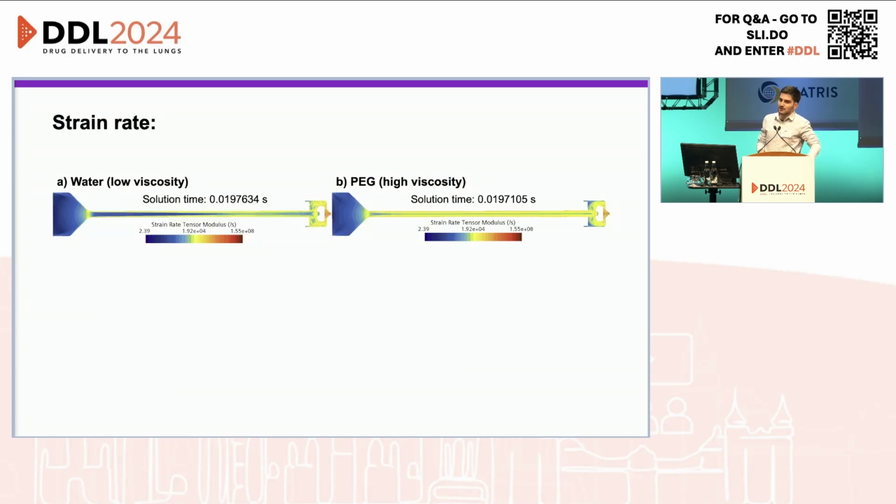Finally, looking at the strain rates, we can see that the strain rate for polyethylene glycol at the needle is unexpectedly higher than the low viscosity formulation. However, this is expected because we actually used a constant inlet velocity. If we do use a variable inlet velocity, this would change.